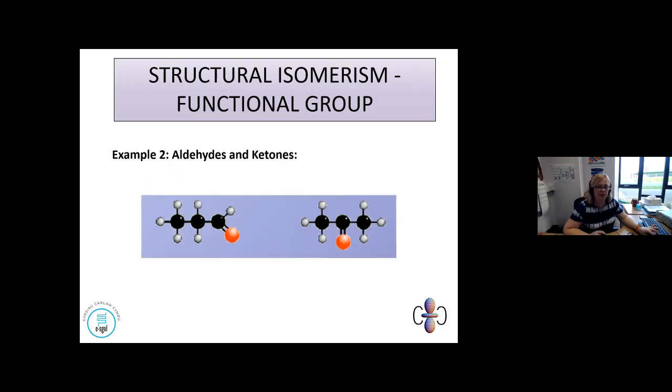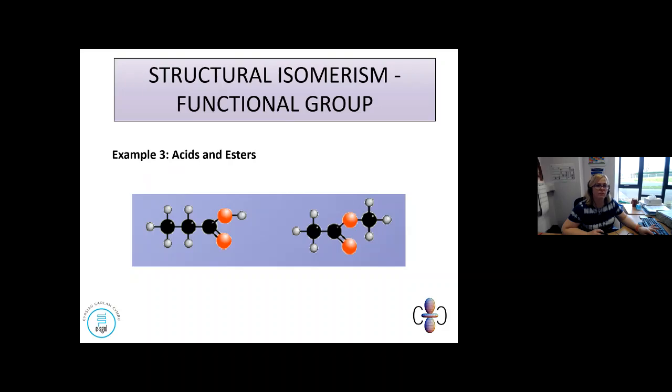If I go to the second example, ketones and aldehydes, they're both carbonyls, but as I explained earlier, an aldehyde has the functionality terminal, so at the end of the chain, whereas a ketone has the functionality centrally. Okay, so that is called functional isomerism. Another one there is acids and esters, which you need to be familiar with. If you look at those, they have exactly the same number of each atom, so 3 carbons, 6 hydrogens and 2 oxygens, but they're radically different. Okay, and they would behave very differently as well.